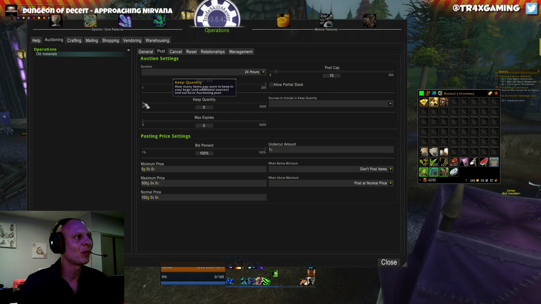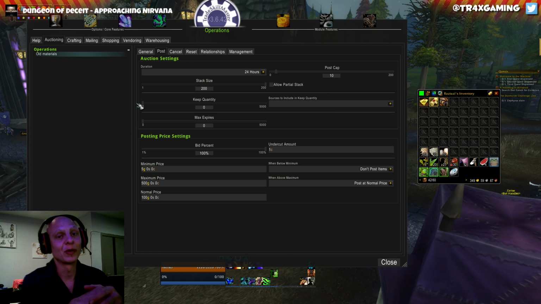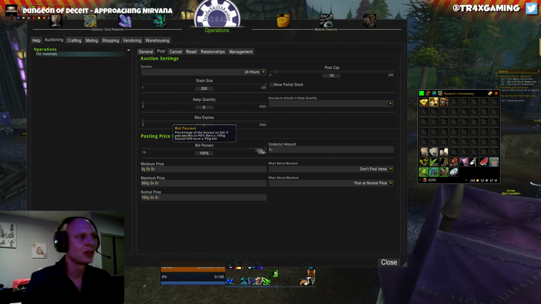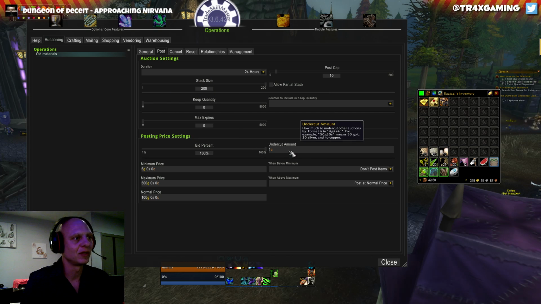And keep quantity, you could do this if you use some stuff for, like, say, professions. You want to keep 500 of each item, you just type it in. I want to keep 500 of these items. So that's why you have these selected groups, and you have to make a group for, let's say, a specific subgroup. So bid percentages, you could do this if you go with the highest.